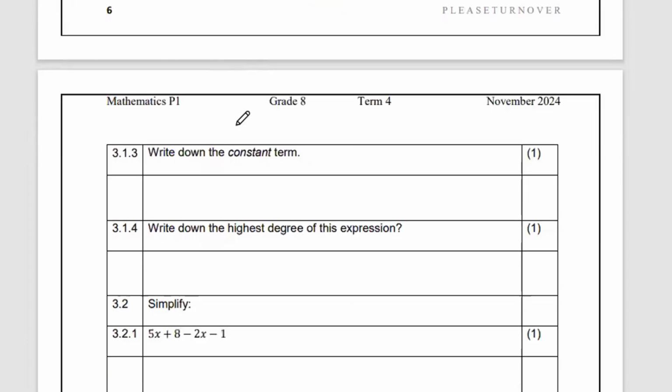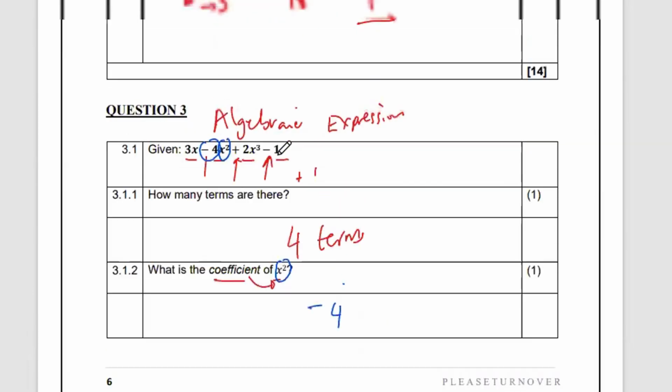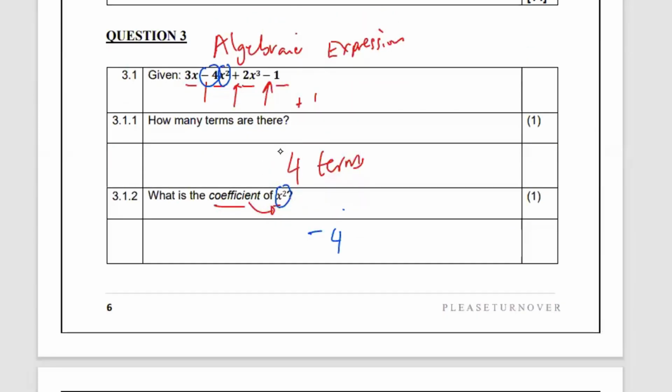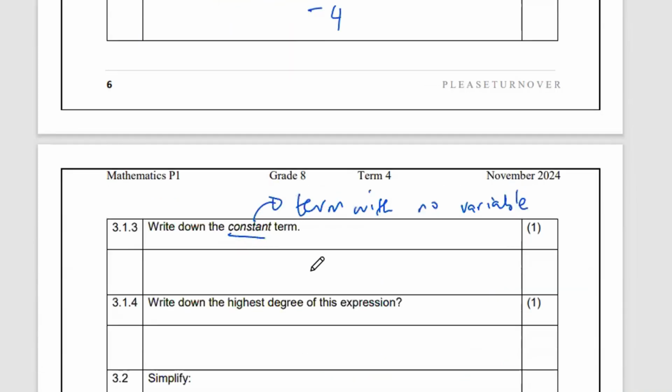Then 3.1.3, they want us to write down the constant term. So the word constant simply means a term with no variable. So a variable is a letter. So any number without a letter becomes a constant. So in this case, we're seeing that this one doesn't have any letter, doesn't have any x. So take the number together with its sign. So our constant term becomes negative 1.